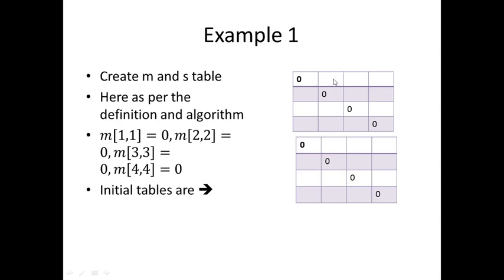And here we have to create 2 tables, M and S, and the number of rows and the number of columns in these 2 tables are exactly the same as the number of matrices. In the trivial case, you can see all the diagonal entries 1, 1, 2, 2, 3, 3, 4, 4. We are not going to multiply these matrices. They are trivial cases, they are the original ones. Therefore 0 multiplications are required.